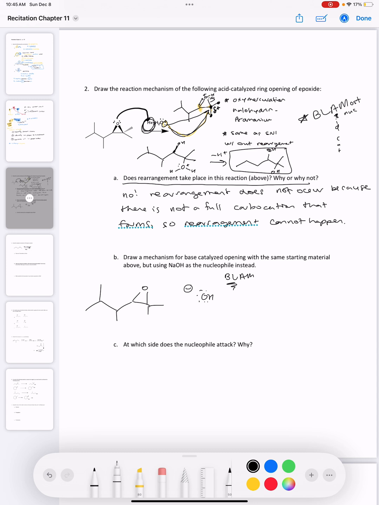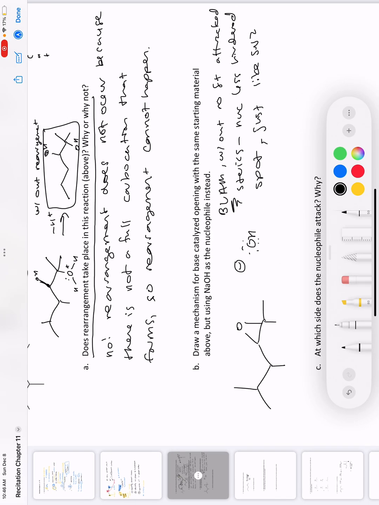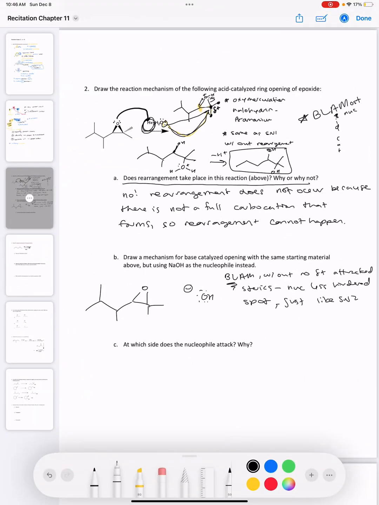And the reason for that is there's no protonation, and without that protonation, there's no partial positive to be attracted to. So instead, this is more about sterics. The nucleophile wants the less hindered spot, just like in an SN2 reaction. And this mechanism is exactly like an SN2, where it'll find the less hindered spot, the nucleophile, oh geez, just turned my thing sideways.